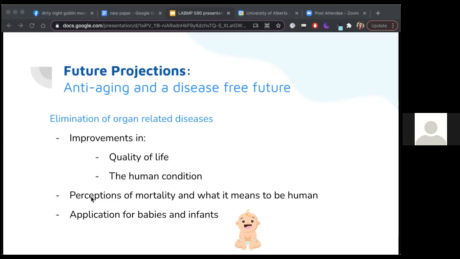The human condition is the experiences and events that make up human existence. So in terms of modifying the human condition, the development of cancer, organ failure, or disease will no longer mean pain and suffering for individuals and their families. And the ability to live longer and at peak function will allow humans to accomplish more within a lifetime. This has the potential to change our perceptions of our own mortality and what it means to be human.